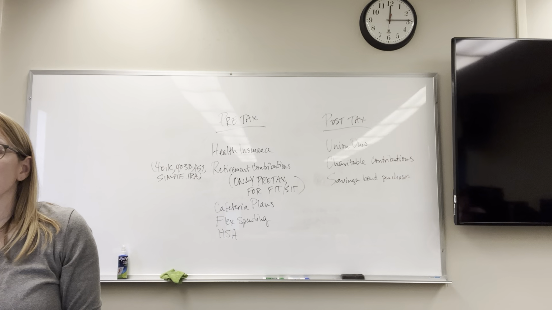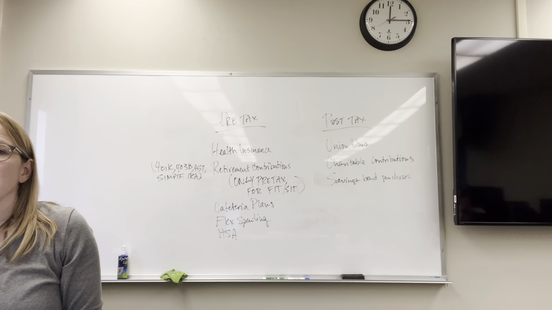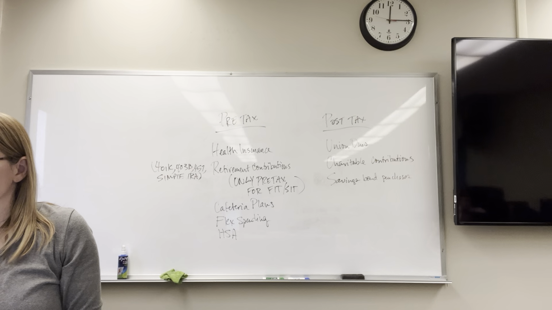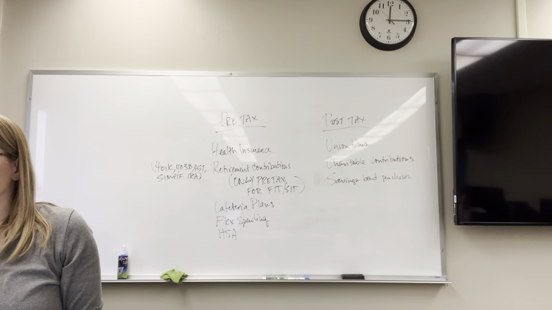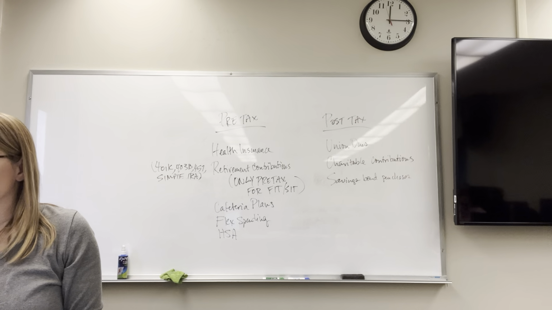So if my FUTA tax liability is $400 as of October 31st, do I need to make a deposit? No. If my FUTA tax liability is $600, do I need to make a deposit? Yes. So at what point? $500. That's right. Remember, once it reaches $500, that's when that deposit has to be made.